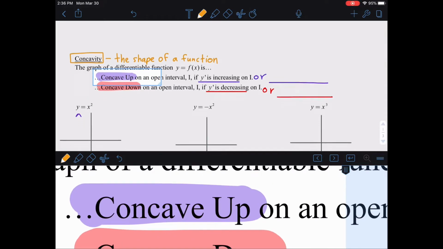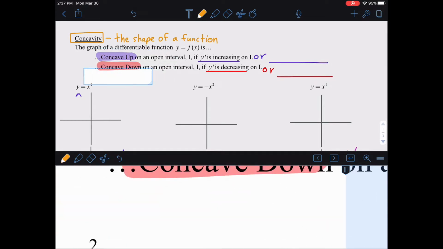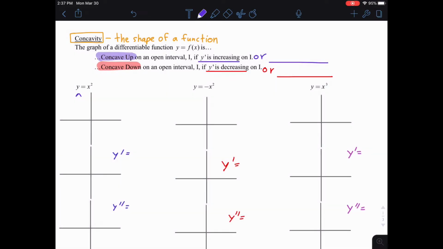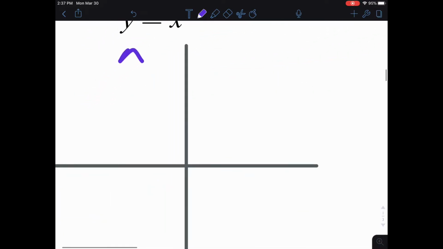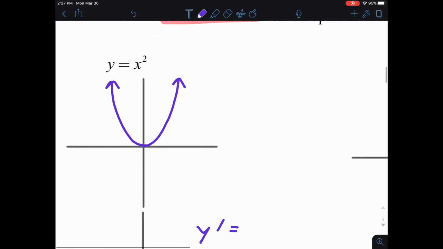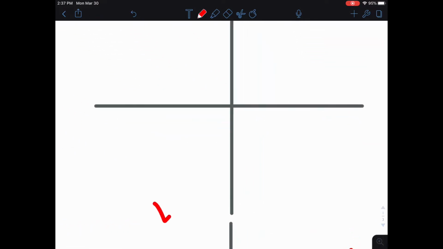And we're going to take a look at 3 different functions here that show us a mixture of concavities. Okay, so concave up is going to be something like y equals x squared. So y equals x squared, I'm going to zoom in here, right? Good old parabola. Okay, this is an example of a function that is always concave up. Let's look at a function that's shaped concave down, like y equals negative x squared. That's going to be an upside down parabola.